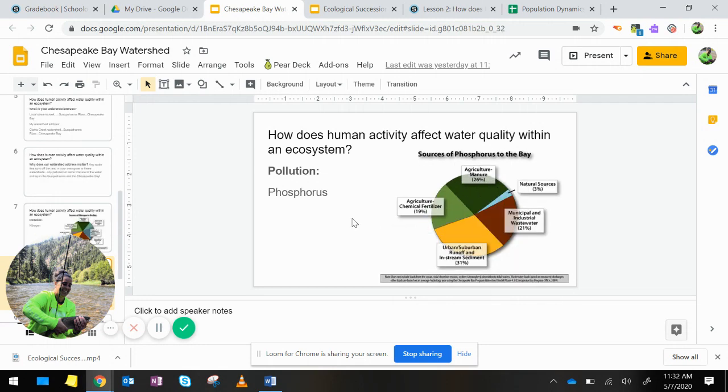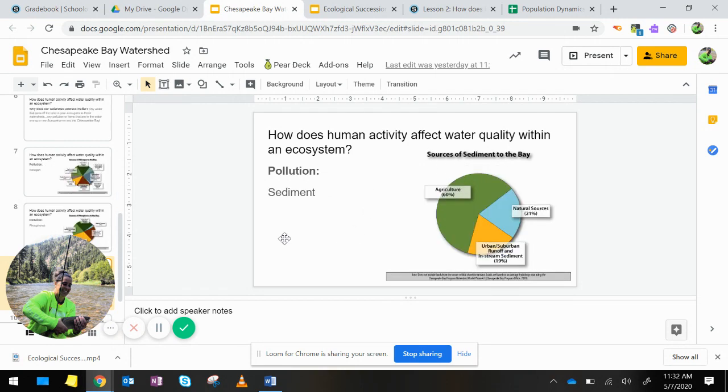We also have phosphorus. So once again, you're going to see agriculture, manure, and fertilizers are main sources of phosphorus, and also urban, suburban runoff, and in-stream sediment. So these are main sources of phosphorus to the bay. And then we have sediment pollution. Agriculture is a big one, urban, suburban runoff. So whenever we have big rains and you see a whole bunch of rainwater washing down your street, that all has to go somewhere. And it'll end up going into your local watershed, then into the Susquehanna, then into the Chesapeake Bay.